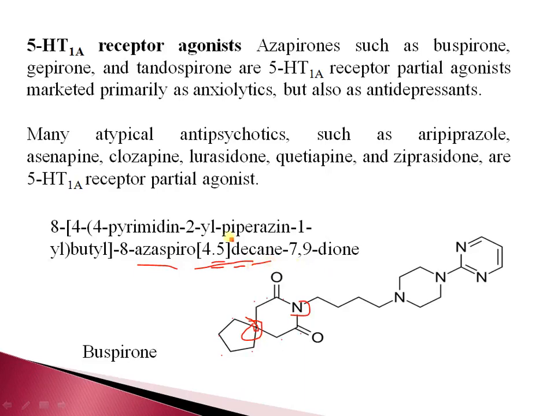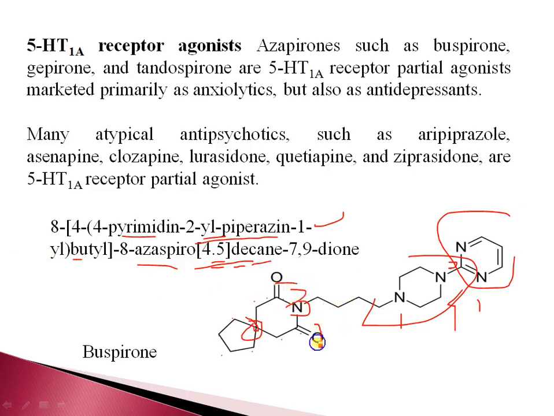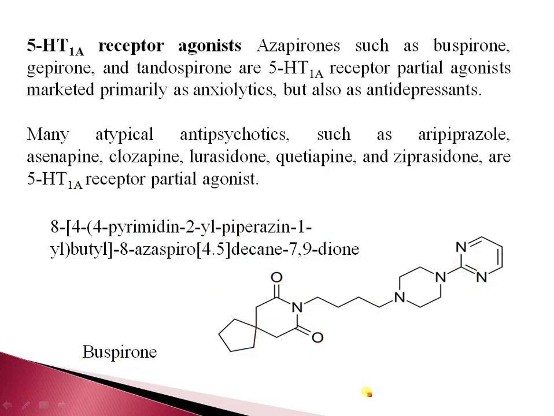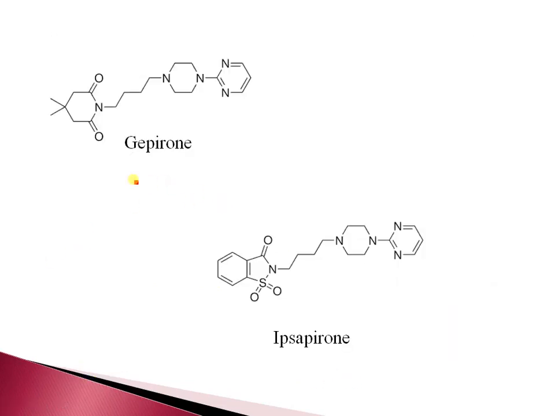It is butyl 4-pyrimidin-2-yl piperazine. This is the pyrimidine ring system. The 2-yl piperazine is substituted on this pyrimidine at 2, and the 4 number has the butyl chain, 1, 2, 3, 4. This is butyl. Then azaspirodecane 7,9-dione. This is buspirone.